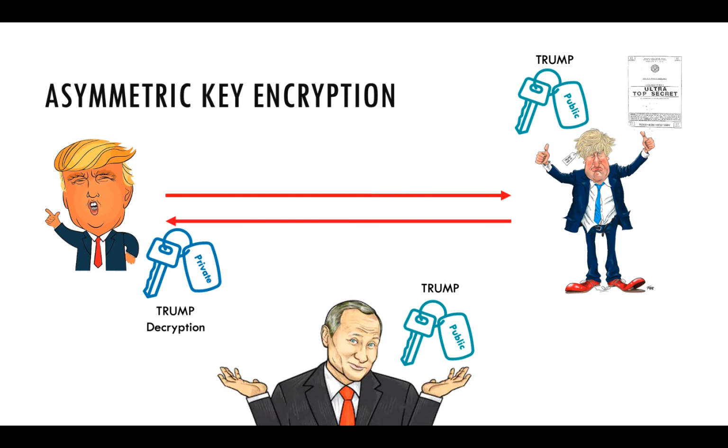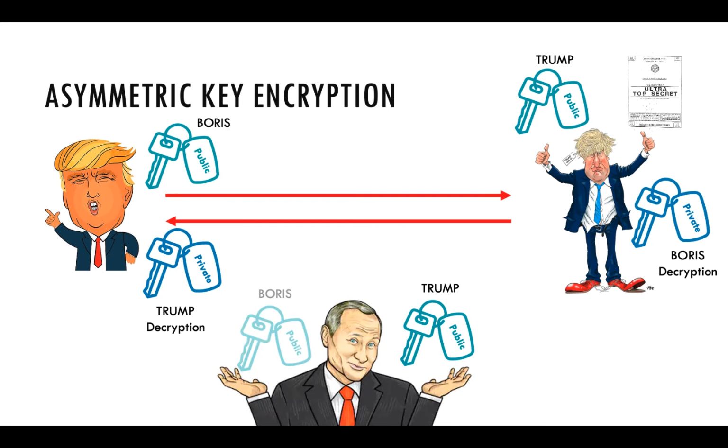Now, if Donald Trump wanted to send Boris Johnson a message, Boris Johnson would have his private key and he would send his public keys out to both Donald Trump and Vladimir Putin. That would be public on the network. And that contains the instructions for Boris Johnson's cryptography method. And Boris would then expect Donald Trump to send him a message and use his public key in order to encrypt his message and send it back. Boris Johnson would then receive the document and decrypt it using his private key.